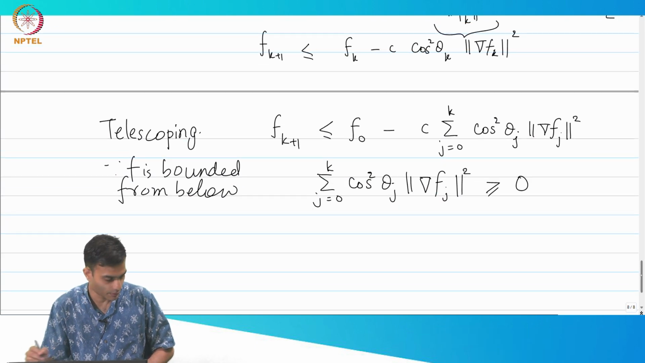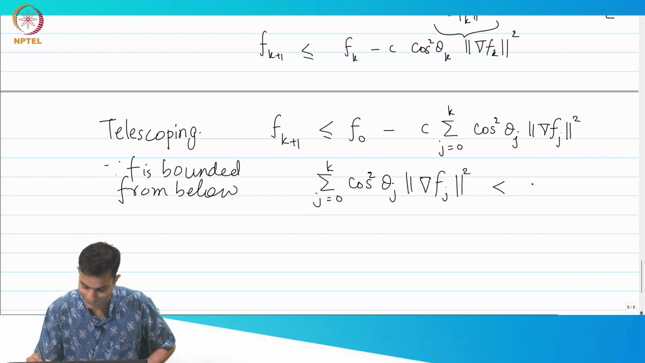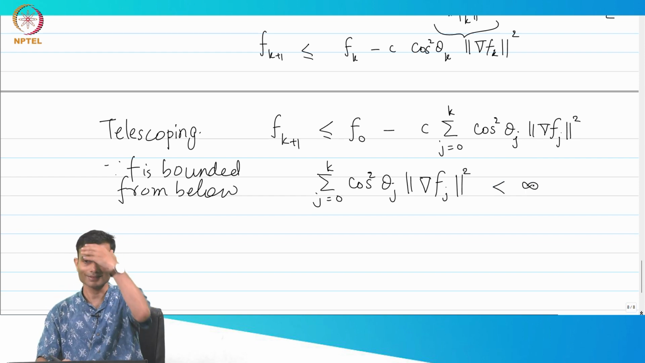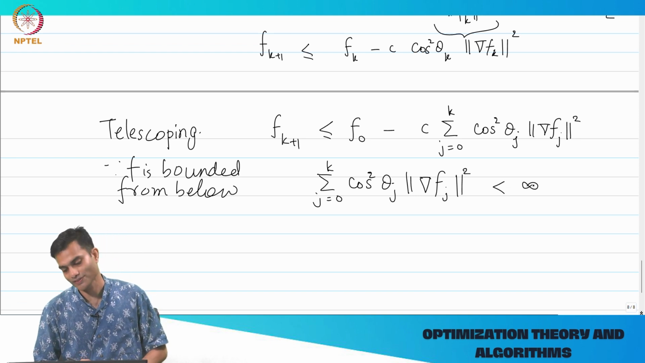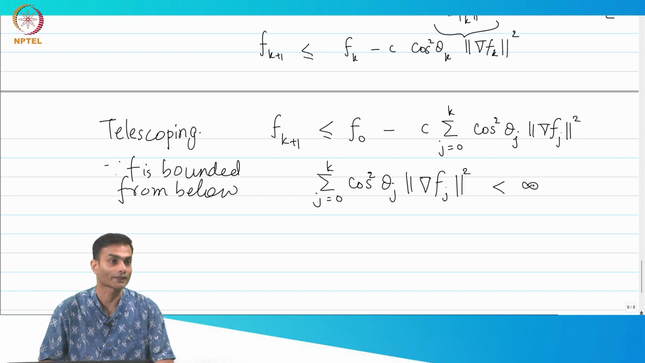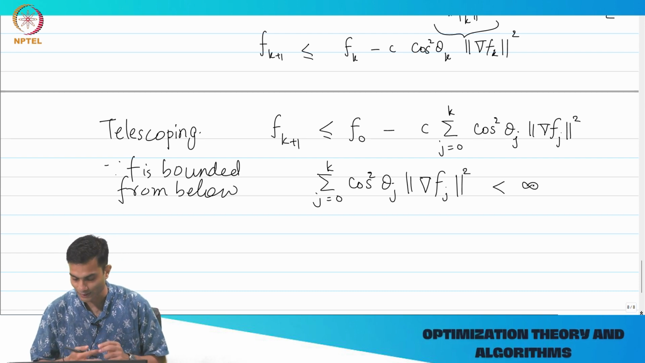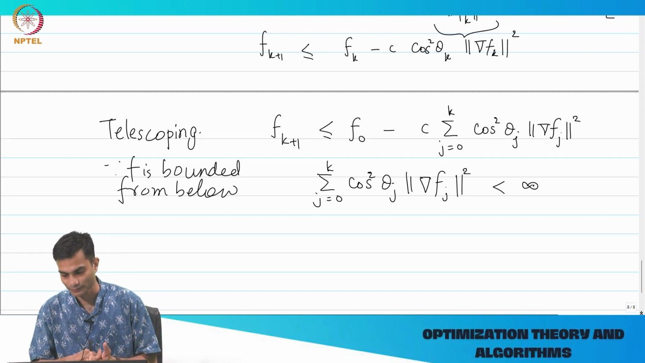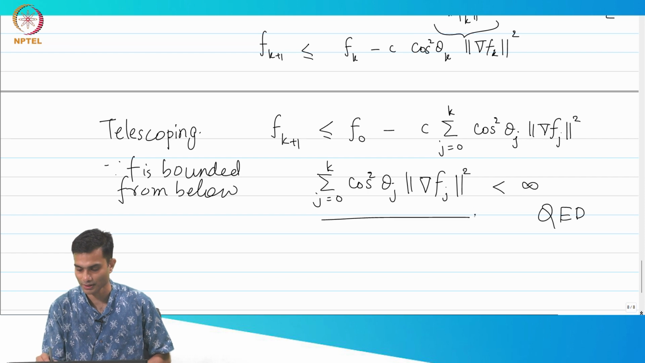Which is actually our Zoutendijk's, oops, sorry, that is not what I want to say, right. This is going to be f0 minus fk plus 1, which is some finite number. We do not know whether, I mean, it is a finite number and it is a positive number. Okay. So, we can write over here QED, this is the condition that we wanted.